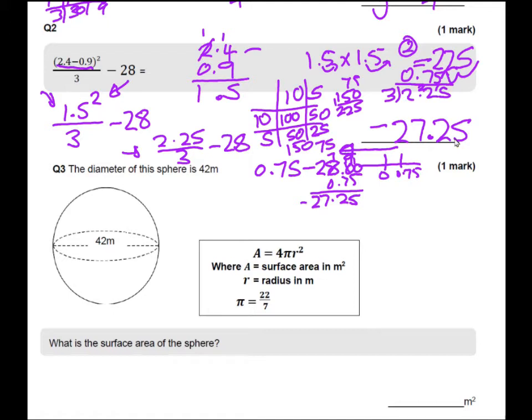So really, the marks don't reflect the number of processes you needed to carry out to get that answer. So a question like this could appear later on in the non-calculator paper, but it would be worth 2 or 3 marks.